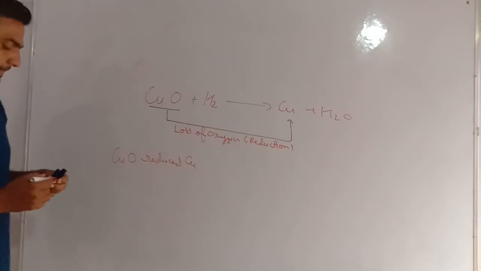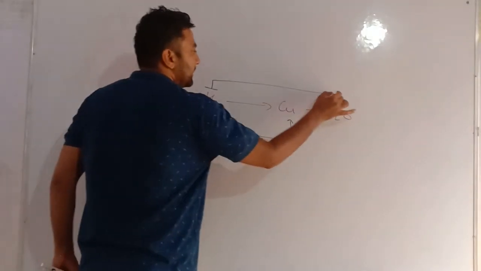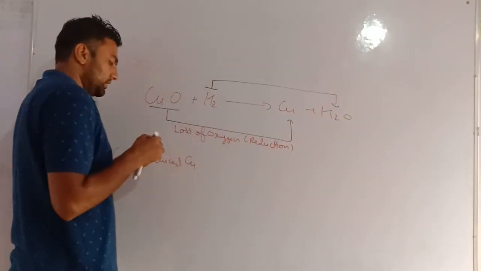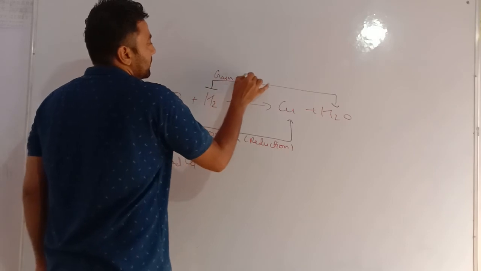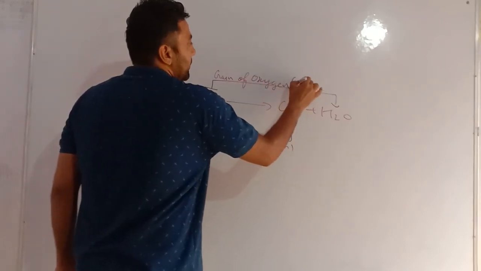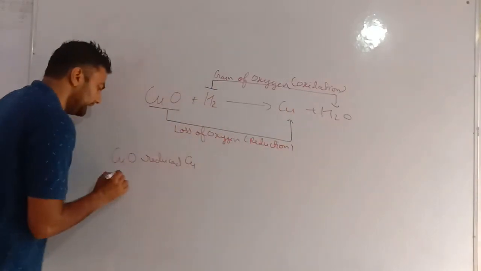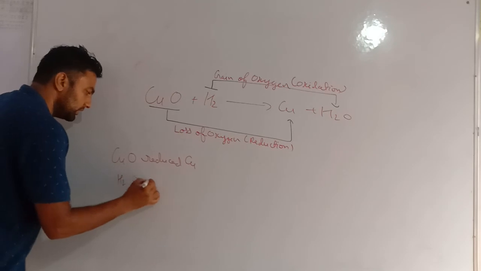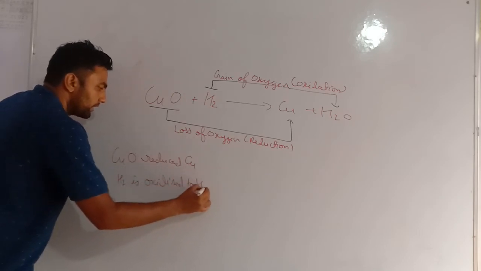You can see, now hydrogen is alone, but after reaction it is having oxygen. So this is known as gain of oxygen. Very important, gain of oxygen is known as oxidation. We can write H2 is oxidized to H2O.